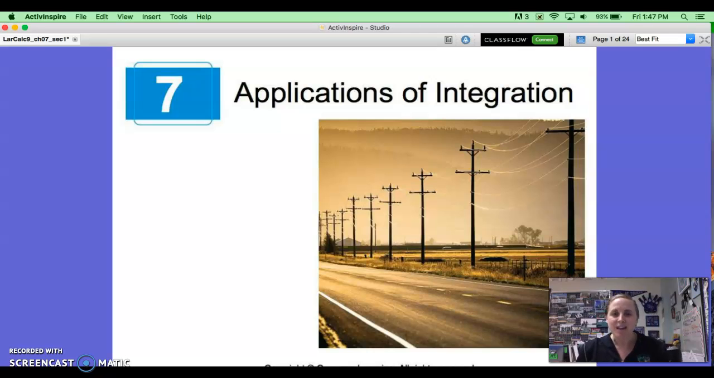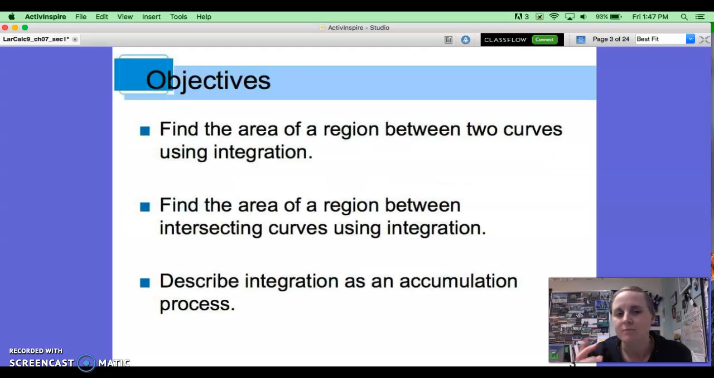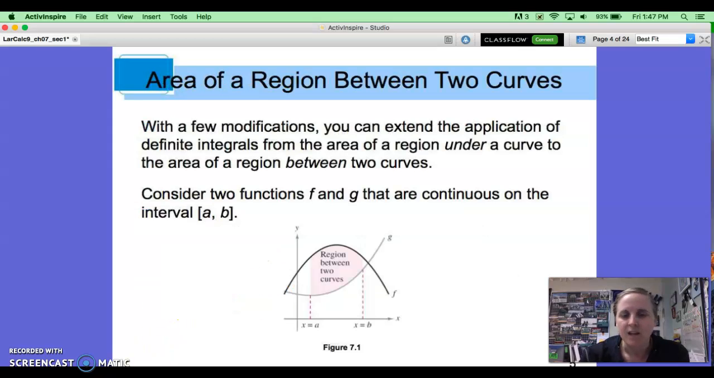We're going to start Chapter 7. We skipped Chapter 6 completely. As we are working in Chapter 7, we're going to really focus on regions of areas between two curves. We're going to find the area between two curves using integration, and then we'll do the accumulation process in video 2. So we're going to do the first two sections today.